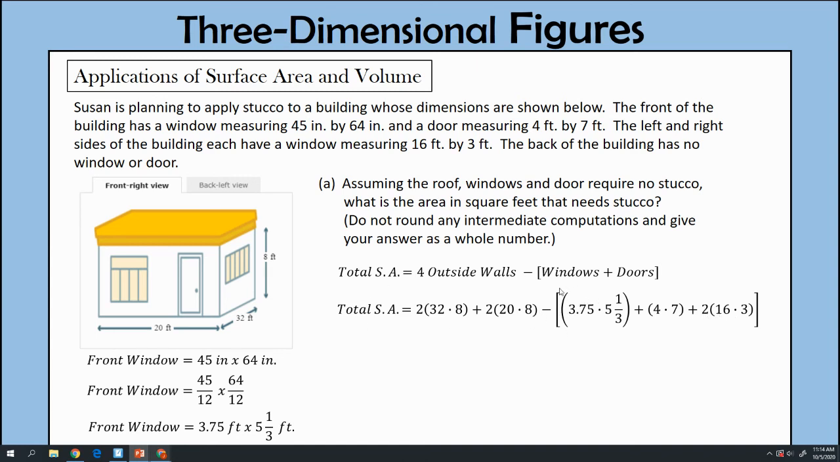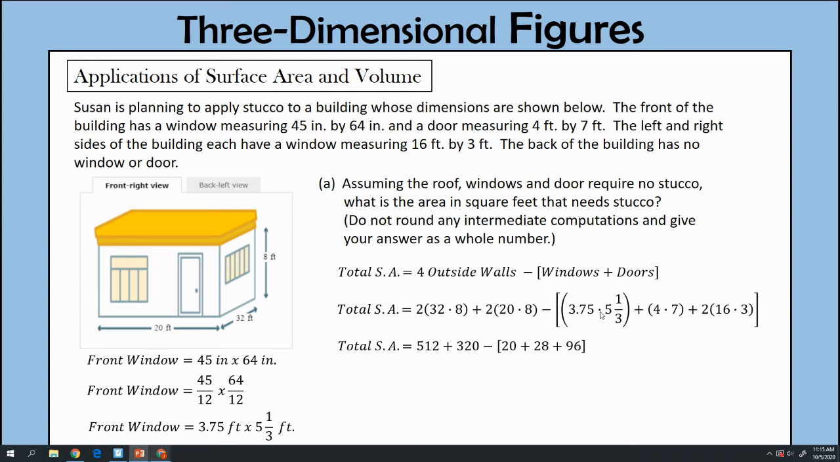Now it's important that you understand that I put this in a grouping symbol because I want to add all this together and then subtract it from this area all at once. Because we're going to subtract out the area of the windows and doors. So moving on. 32 times 8 times 2, that's 512. 20 times 8 times 2, that's 320. And then I'm going to take away these areas.